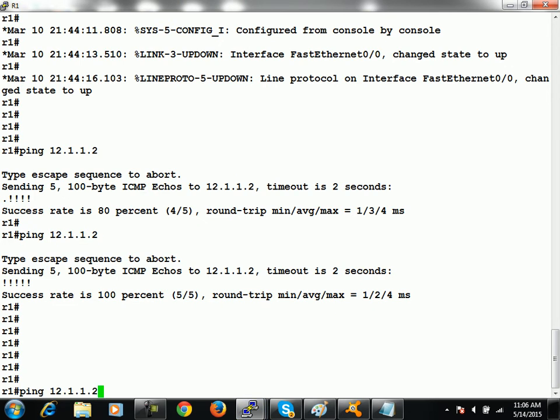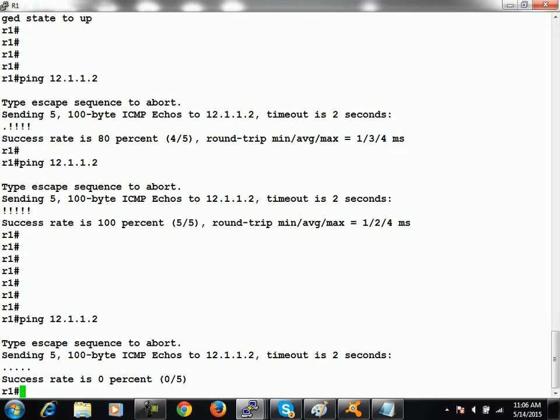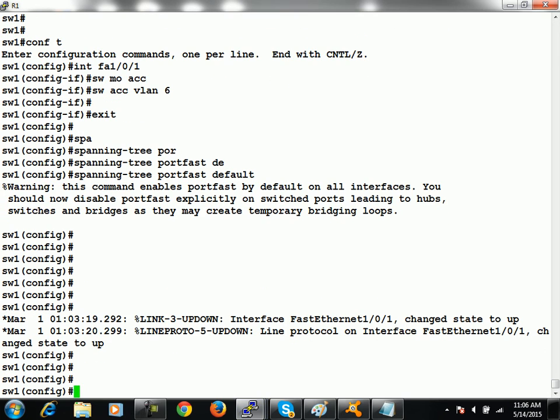Now let's move on to R1 and try to communicate with 12.1.2. Will it be possible for them to communicate with each other? No. But if you are running PVST plus or rapid PVST, then definitely they will be able to communicate with each other. Even I can prove it. Should I? No. So now what can we do?